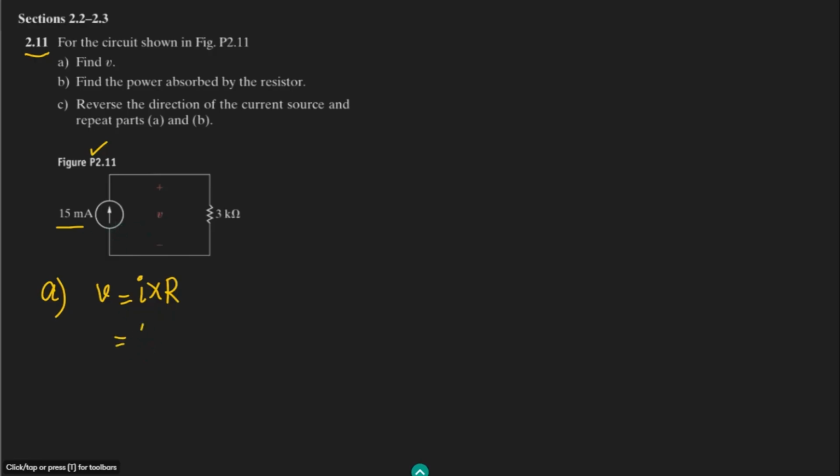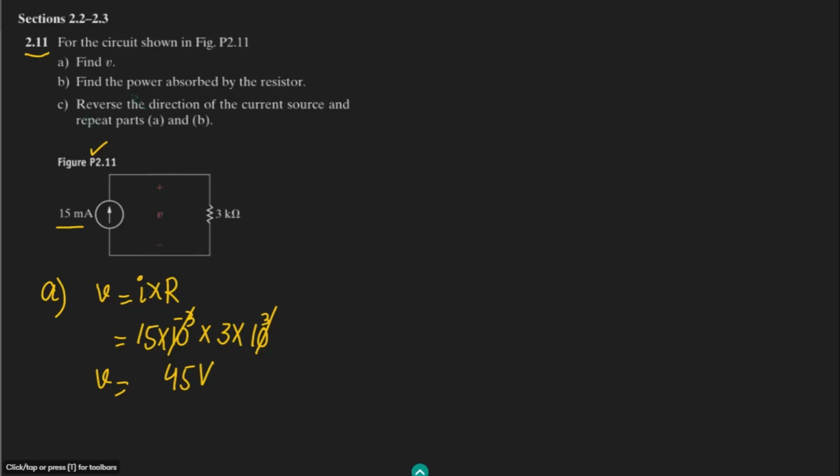So therefore, let me write it. 15 multiplied by 10 raised to power minus 3, for 15 milliamps, multiplied by R, which is 3 multiplied by 10 raised to power 3 because of this kilo. These two will cancel out and ultimately we will get 45 volts. So this is the value of V in part A.